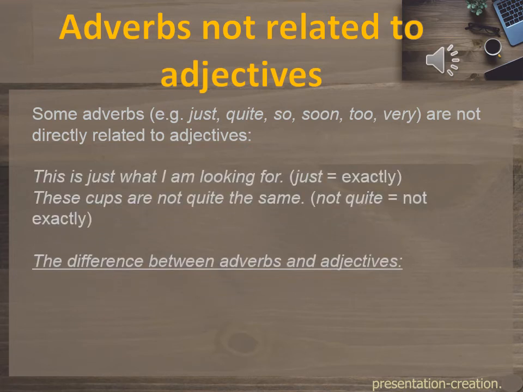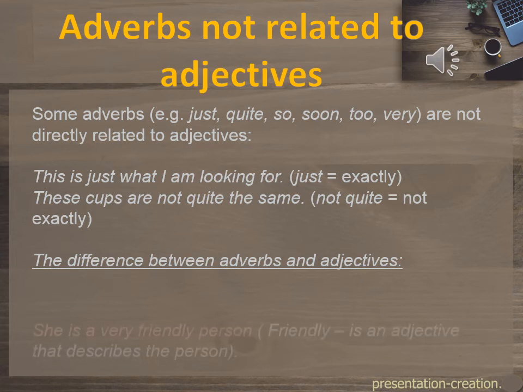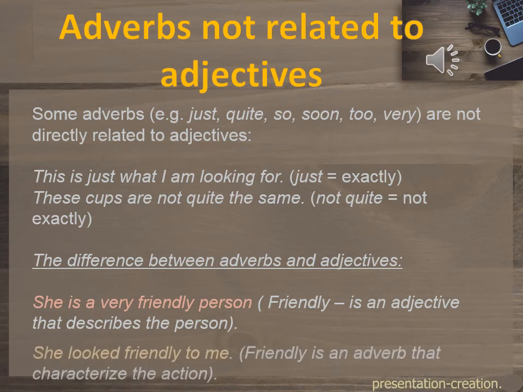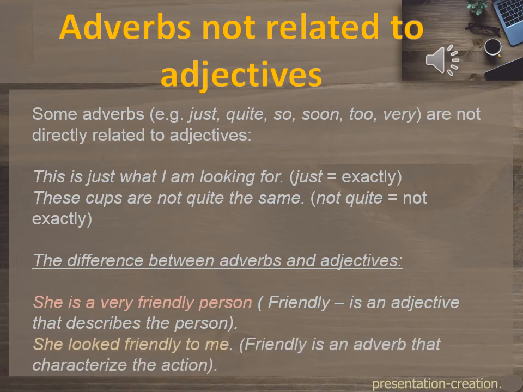And now let's look at the difference between adverbs and adjectives. Here are some examples. She is a very friendly person. Friendly is an adjective that describes the person. The next example, she looked friendly to me. Friendly in this case is an adverb that characterizes the action.